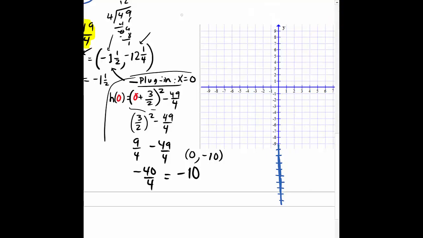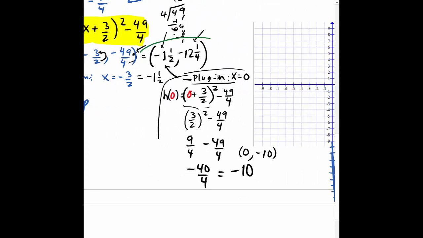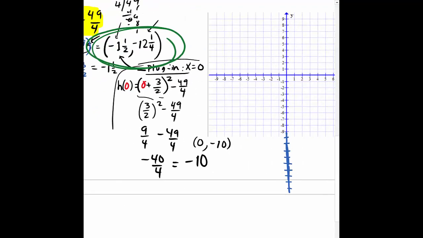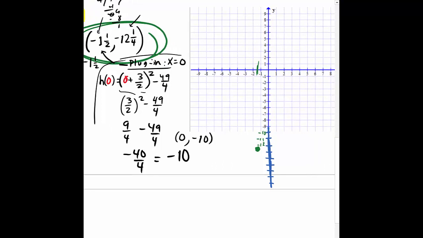Because what was our vertex here? Well, we had it in one form first. It was pretty bad, but then we made it mixed numbers, which is a lot better. Negative 1.5 is going to be about here. And then down 12 and a little extra. This is negative 10, negative 11, negative 12. So probably about here somewhere. As long as it's in the ballpark, don't worry about it. And yeah, that was the vertex.